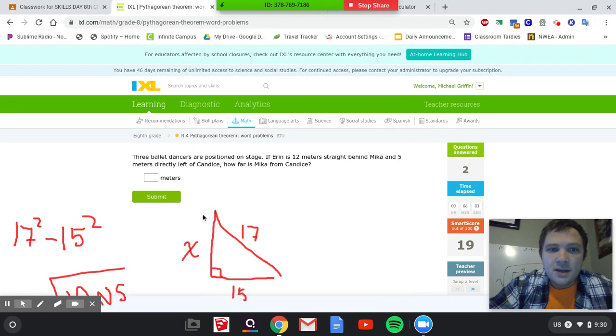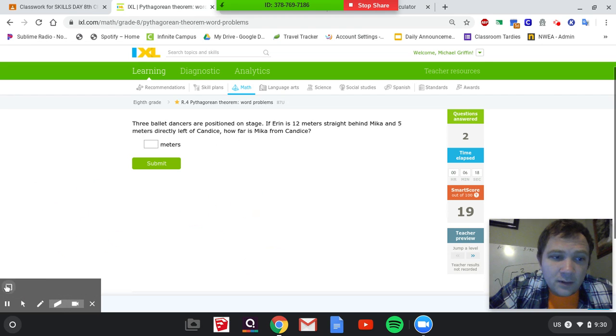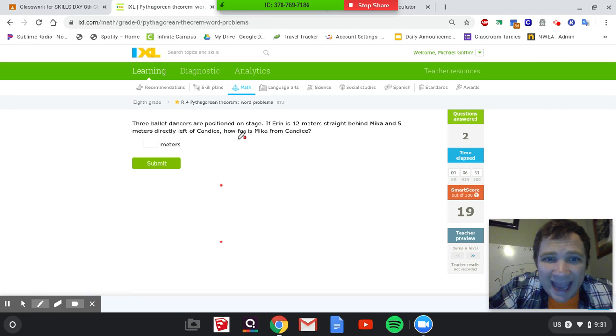Okay, so Moana. On the ones that you're given, like this one, 3 ballet dancers are positioned on stage. If Aaron is 12 meters straight behind Mika and Candace is 5 directly to the left, this one you're doing the adding like you were talking about. So, like the hardest part about this one is you have to visualize. So you got Aaron 12 meters straight behind Mika. So I'm going to put Mika here. Aaron is 12 meters behind her. And then Candace is 5 meters directly left of Mika.